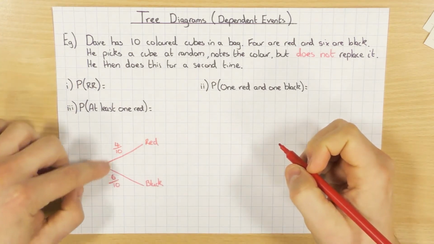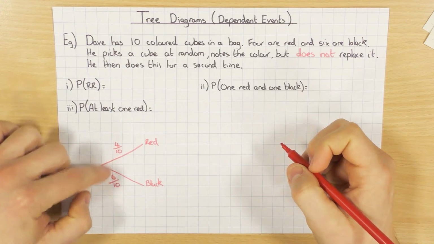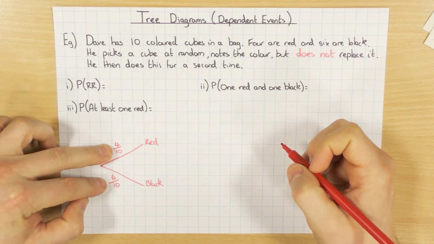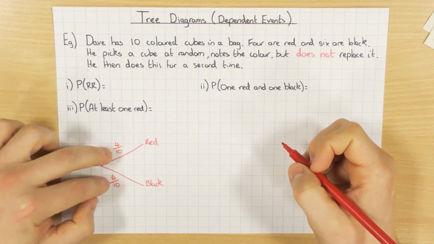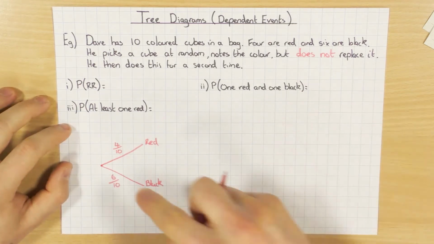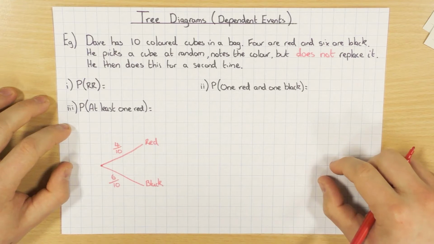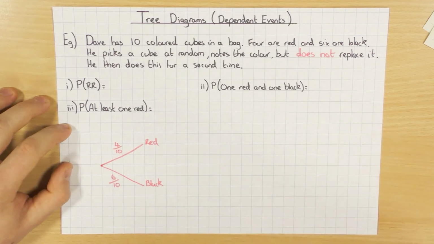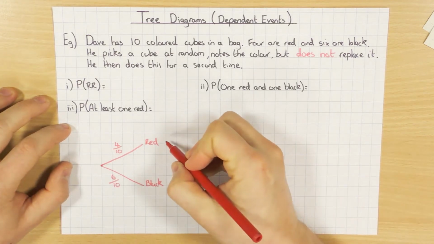And just as before, if you add up the branches, the probability will be 10 over 10, which obviously is 1. So remember, the branches need to add up to 1. If they don't, you've made a mistake. So that's the first pick, or first event, when he does it for the first time. Now he does it for a second time.